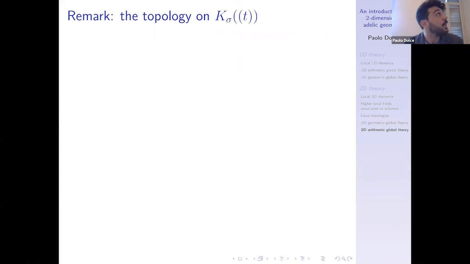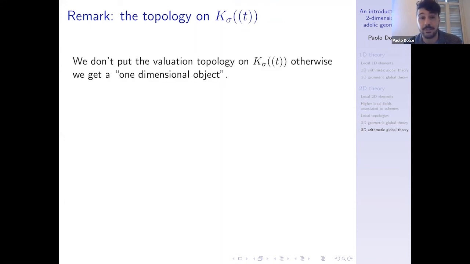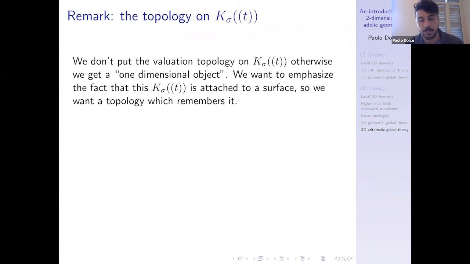Okay, and so just a quick remark. We have to put a topology on this field, which is not the valuation topology, because if we put the valuation topology, for example imagine you have C here, then the field C will be discrete inside the Laurent power series. So we don't want this topology. We want to consider this object as two-dimensional. This topology can be described in several ways, but just to be coherent with what I said earlier, you obtain this topology as a process of completion and localization.